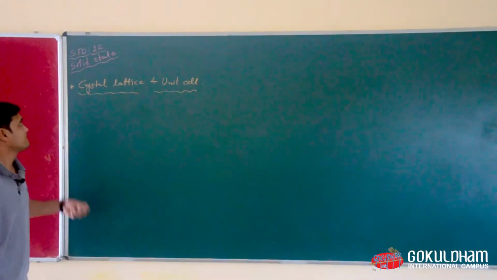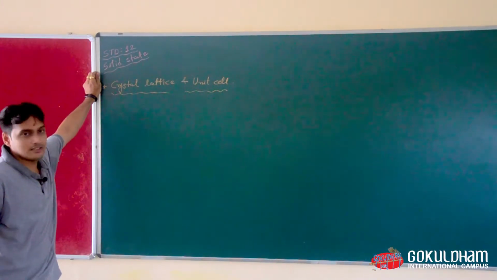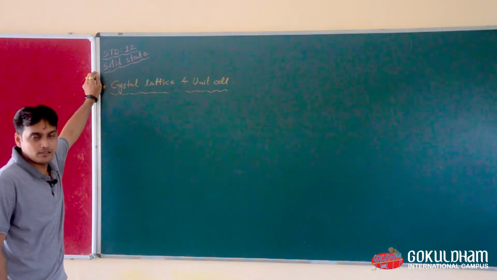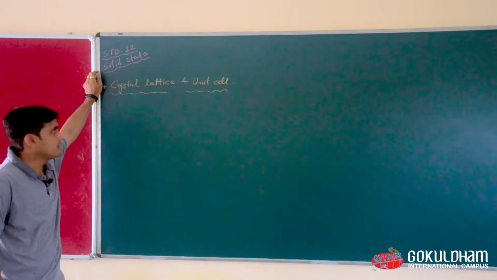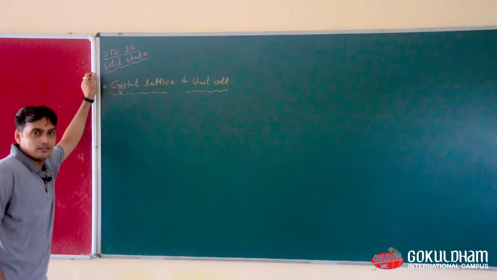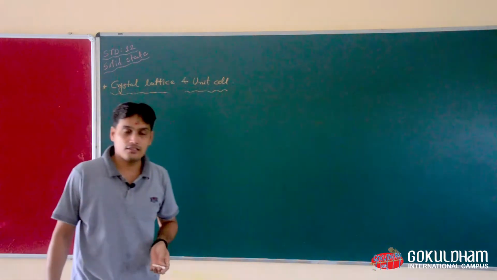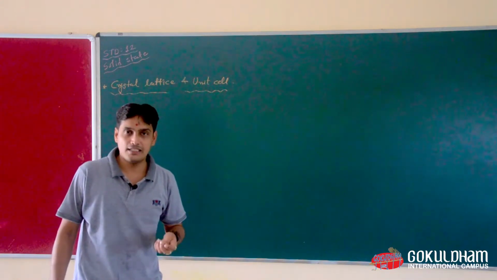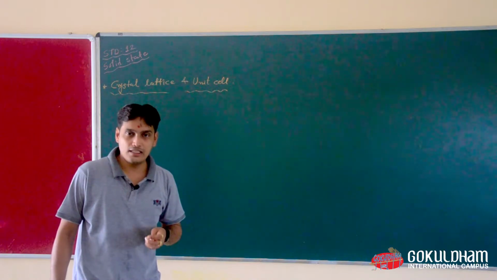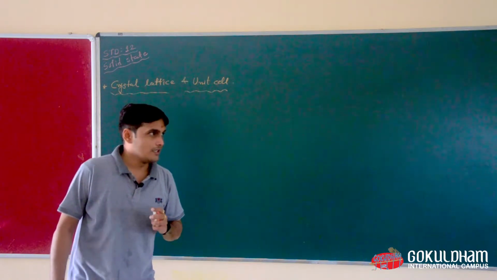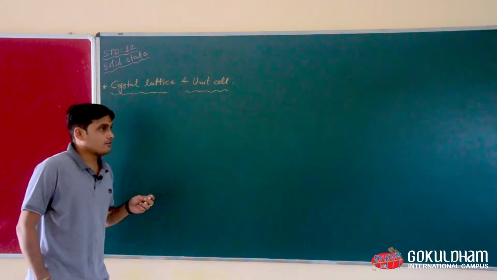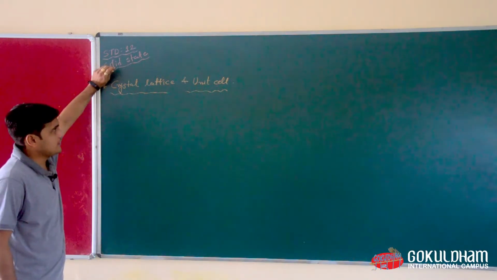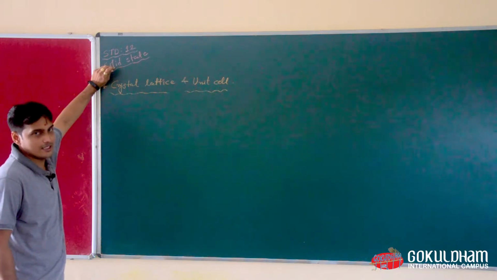Hello dear students. In our previous video we started our chapter number 1, that is solid state, and we already completed the types of solids: molecular solids, metallic solids, covalent solids and ionic solids. In this lecture, today we are going to discuss crystal lattice and unit cell.